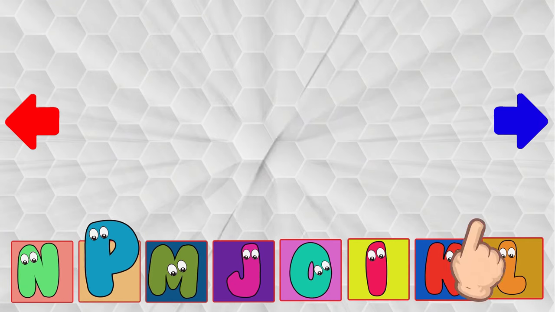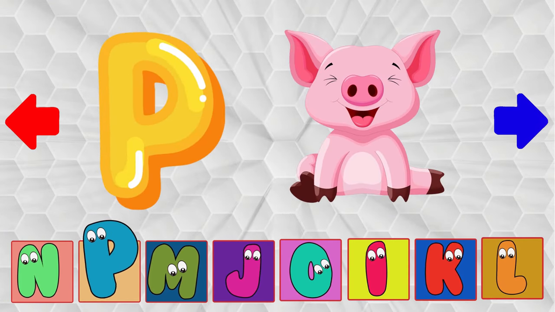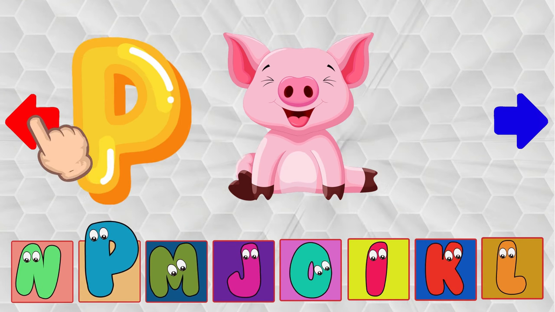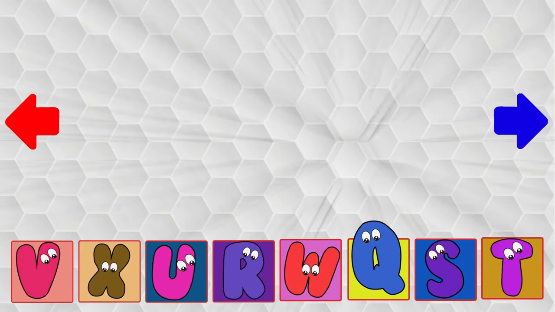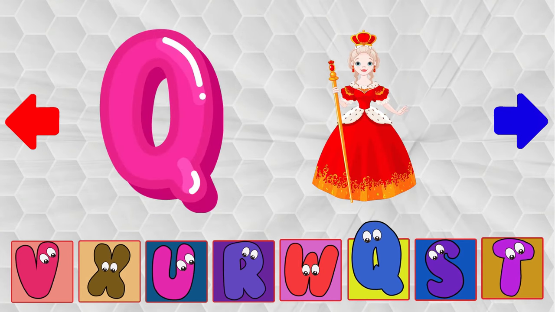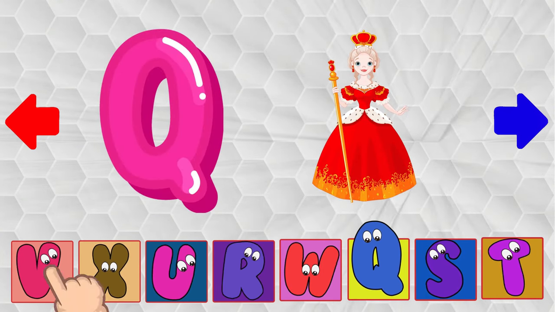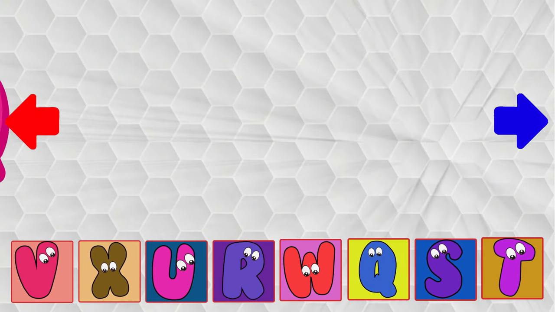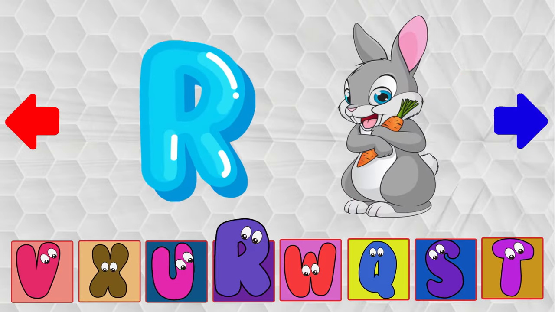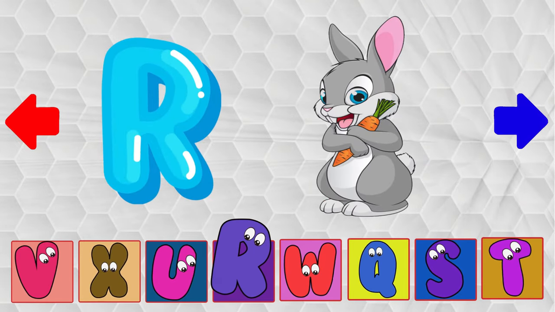P. P for pig. Q. Q for queen. R. R for rabbit.